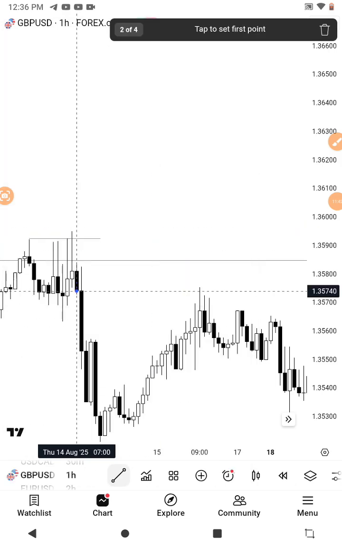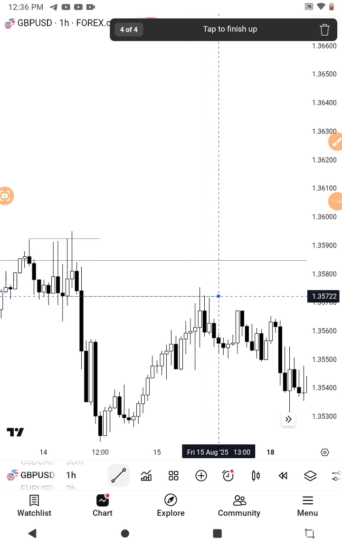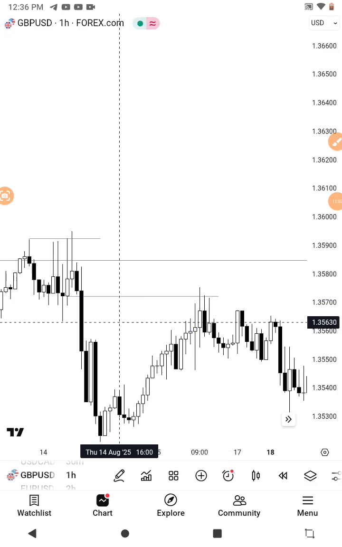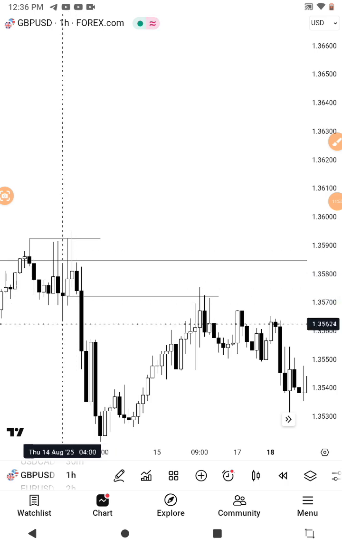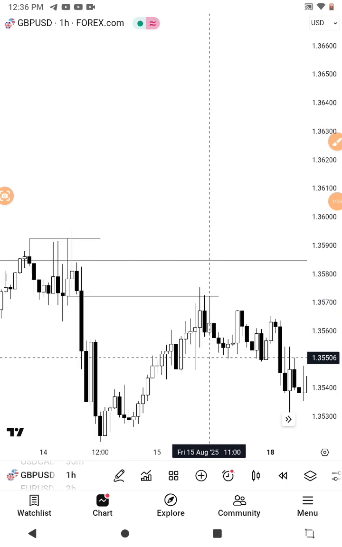So now this is the entry. You know, I told you whenever the wick is bigger than the body, use the body. Whenever the body is bigger than the wick, use the wick. So now if you could look at this mark, the wick is much bigger than the body. So this is now our key level, order block.